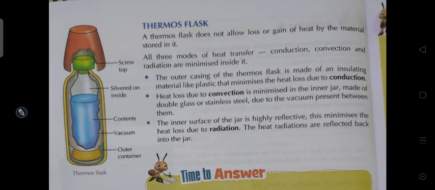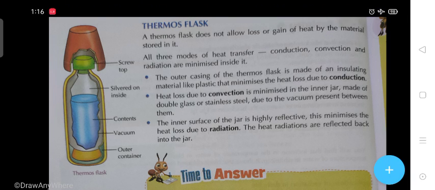Now students, have you seen a thermos flask, which is used to keep liquid substances? Whenever we require hot tea for a long time, we use a thermos flask. Whenever we require cold water for a long time, we use the thermos flask. Then what is the actual process and procedure that takes place in the thermos flask so that the temperature remains the same for a long time?